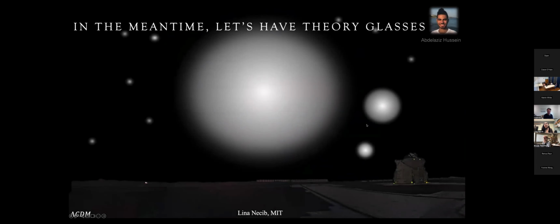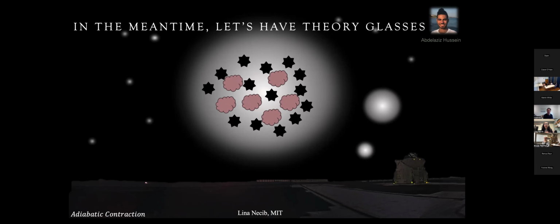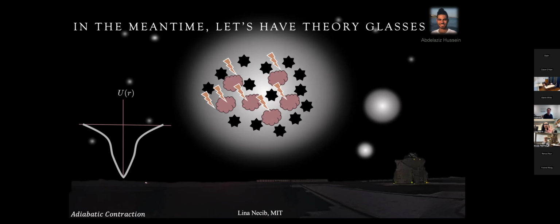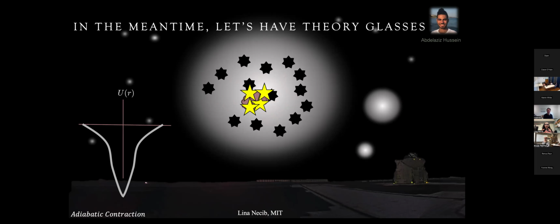In work that we posted 3 weeks ago, led by my student Abdulaziz Hussein, we tried to understand what the expected density profile is. For that, you're going to see my amazing PowerPoint skills here. If we imagine these black stars are dark matter, this is the gas. And on the left here, we have the potential well of the Milky Way. As the gas radiates, it is going to condense and fall into the inner part of the profile. It's going to cool down and turn into stars.